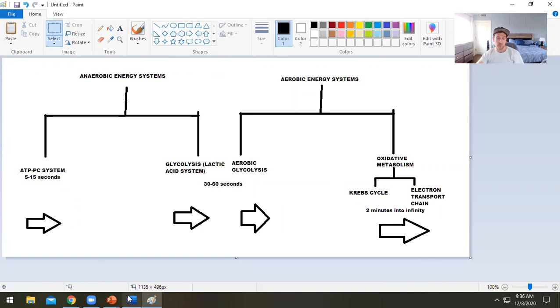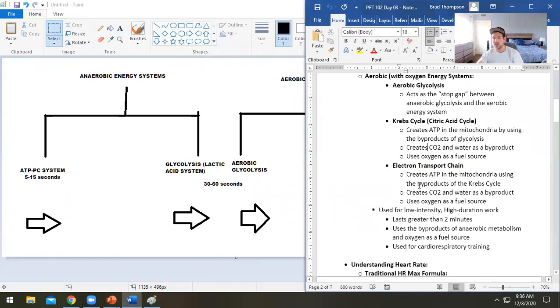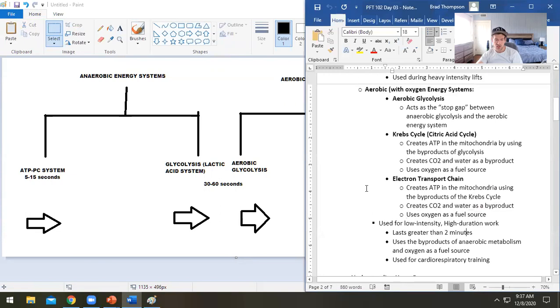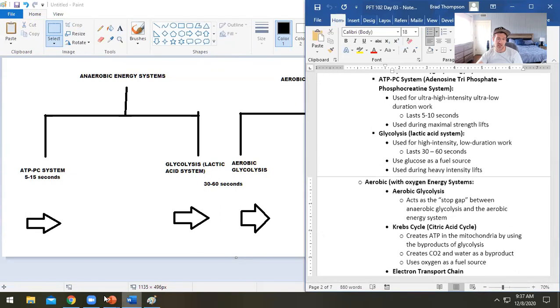So that is sort of how our energy system works. We create ATP in the mitochondria using the byproducts of the Krebs cycle. This creates CO2 and water as a byproduct, and it uses oxygen as a fuel source. So let's go all the way back through this one more time.